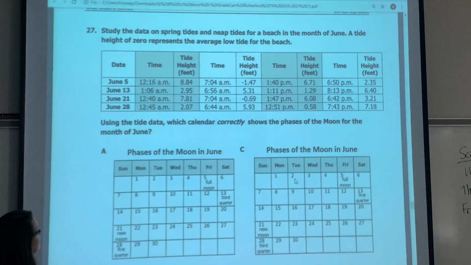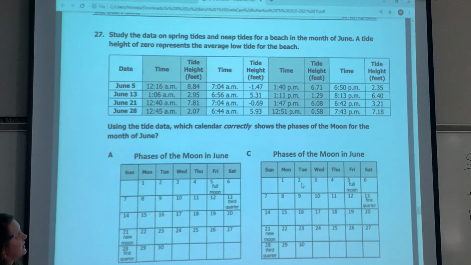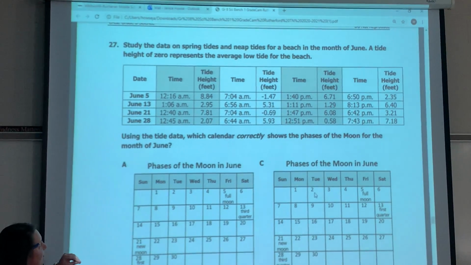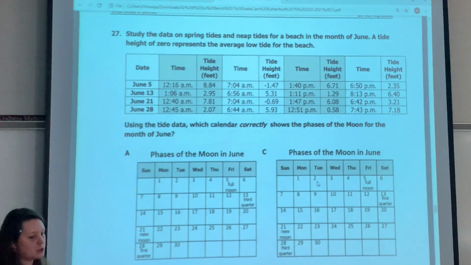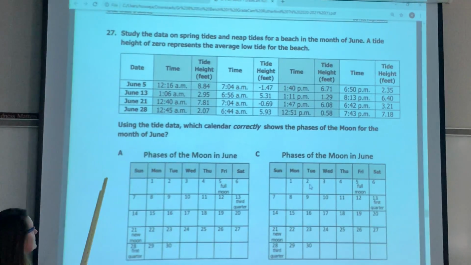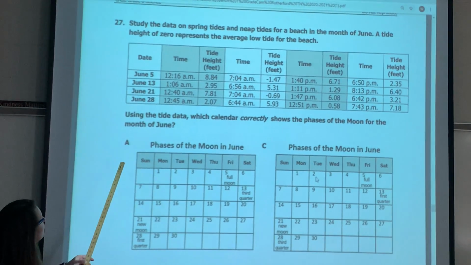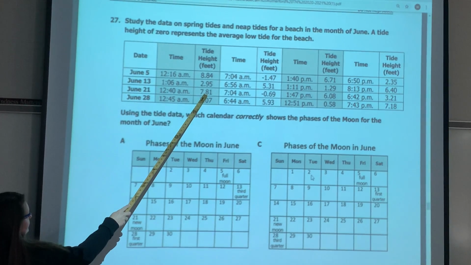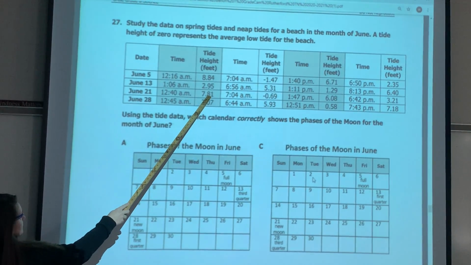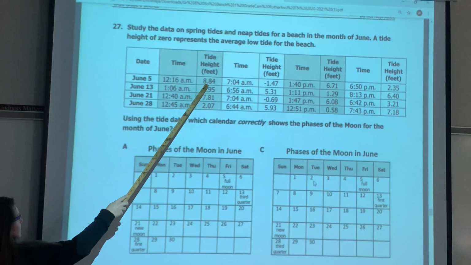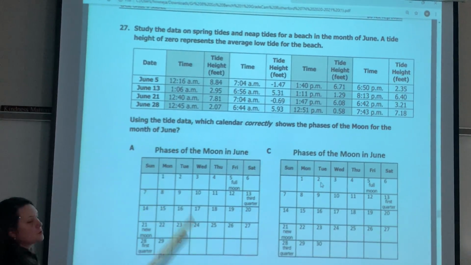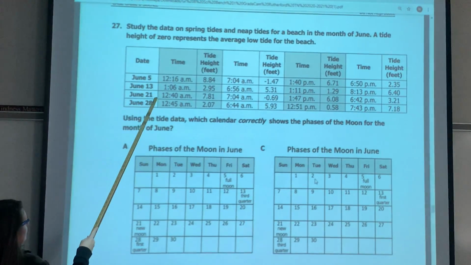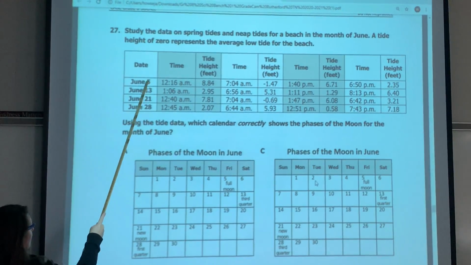It says, study the data on spring tides and neap tides for the beach in the month of June. A tide height of 0 represents the average of the low tide. So they took the average, and we're going to say that 0 is the average low tide, okay? You can look at the heights here. 8 and 7 are the high. So we know that's got to be our full moons and our new moons. That's how we know they're going to be a full and a new. And we know that they happen on June 5th and June 21st.